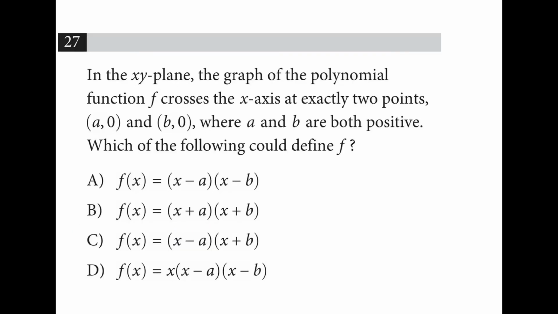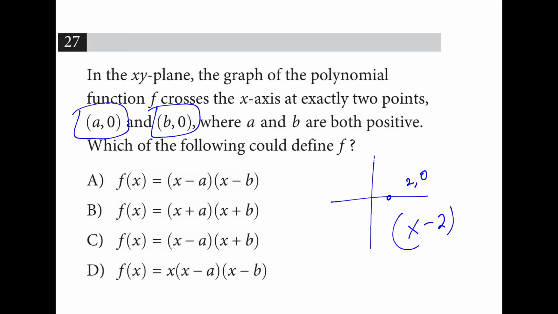The graph of the polynomial crosses the x-axis at exactly 2 points, a, 0 and b, 0, both of which are positive. So for example, let's say that it was 2, 0. That means when you plug a 2 in, a 0 comes out. So we're looking for x minus a times x minus b, because they both have to be positive.